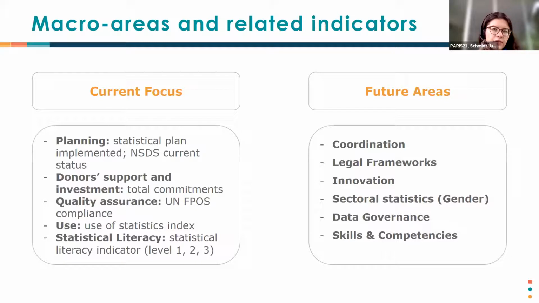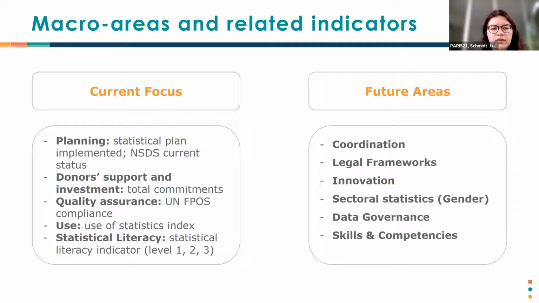I want to go a bit further into, I mean, we said it's the value chain, but the PARIS21 indicators, they currently, we have some new indicators coming up, and I want to also show you what the current focus of these indicators is. So as I said, we have indicators on planning. We, for example, evaluate whether a statistical plan is implemented or the current status of your NSDS. We also have financing indicators on donor support in terms of total commitments to statistics, and this is further broken down.